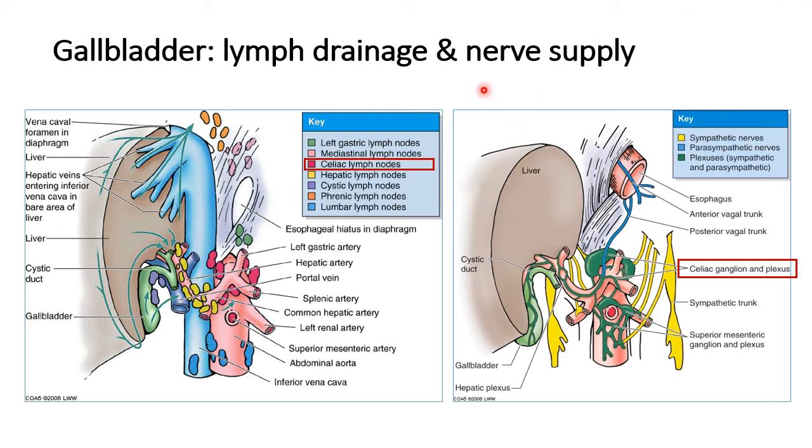The lymphatic drainage and nerve supply of the gallbladder. So the lymphatic drainage will eventually drain into the celiac lymph nodes. And the nerve supply comes from the celiac plexus, sorry, not ganglion, and it includes parasympathetic through the vagus, and sympathetic through the sympathetic chain.